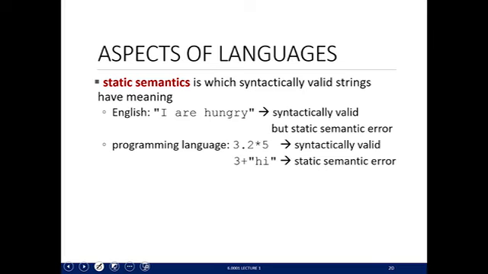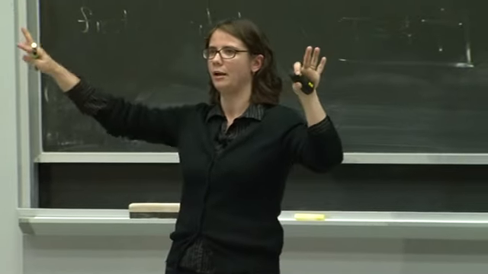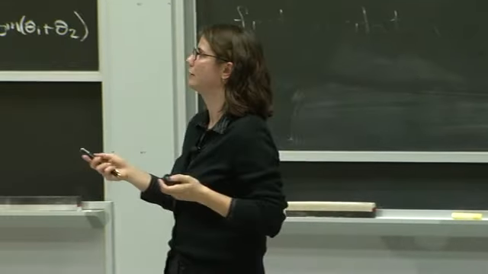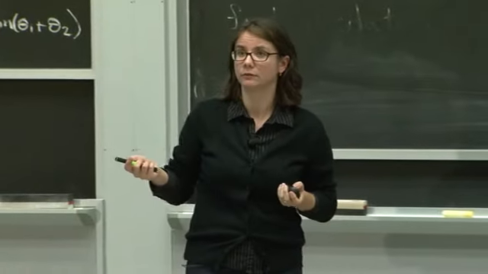Similarly, in programming languages, and you'll get the hang of this the more you do it, something like this, 3.2 times 5 is okay. But what does it mean, right? What's the meaning to have a word added to a number? There's no meaning behind that, right? Its syntax is okay because you have operator, operand, operator, but it doesn't really make sense to add a number to a word, for example.